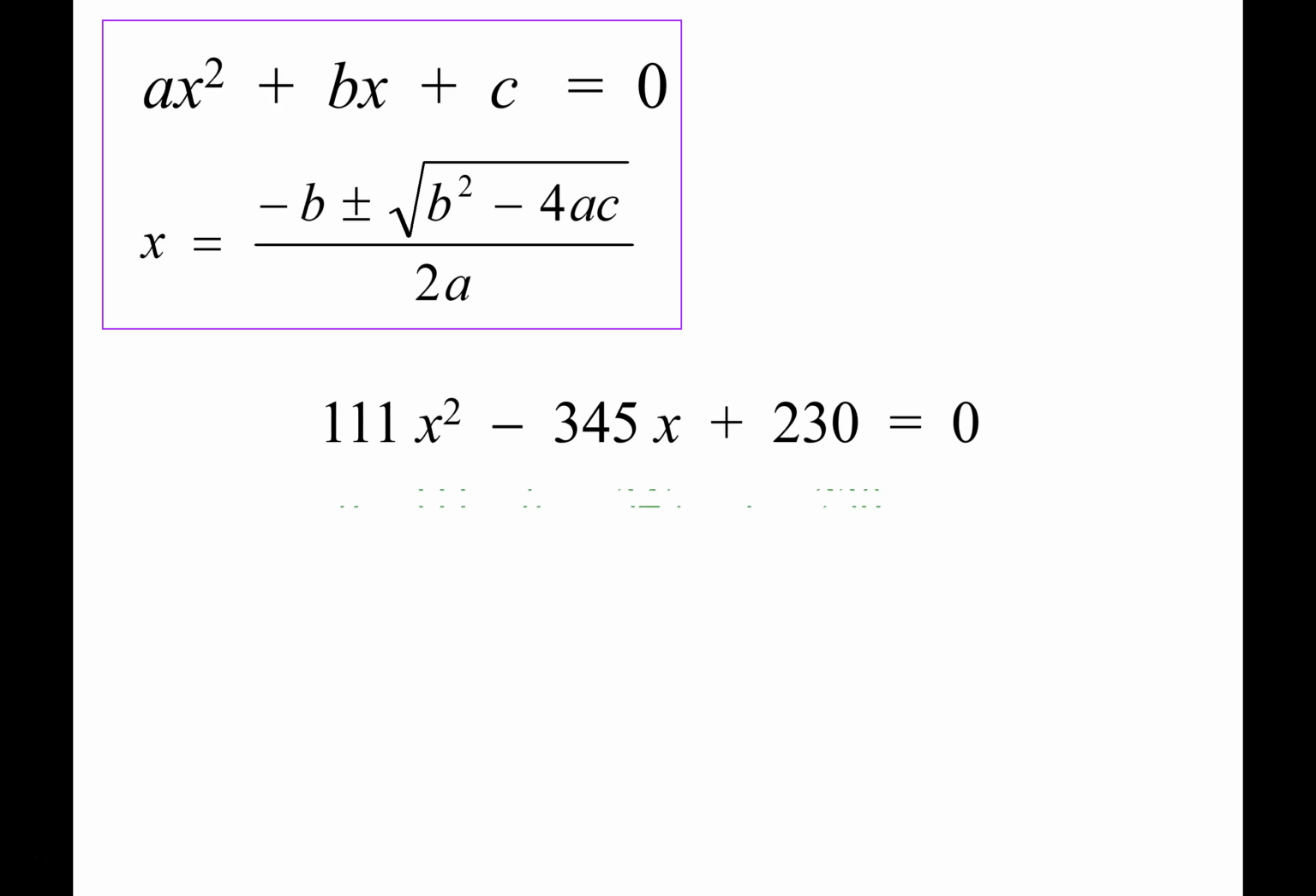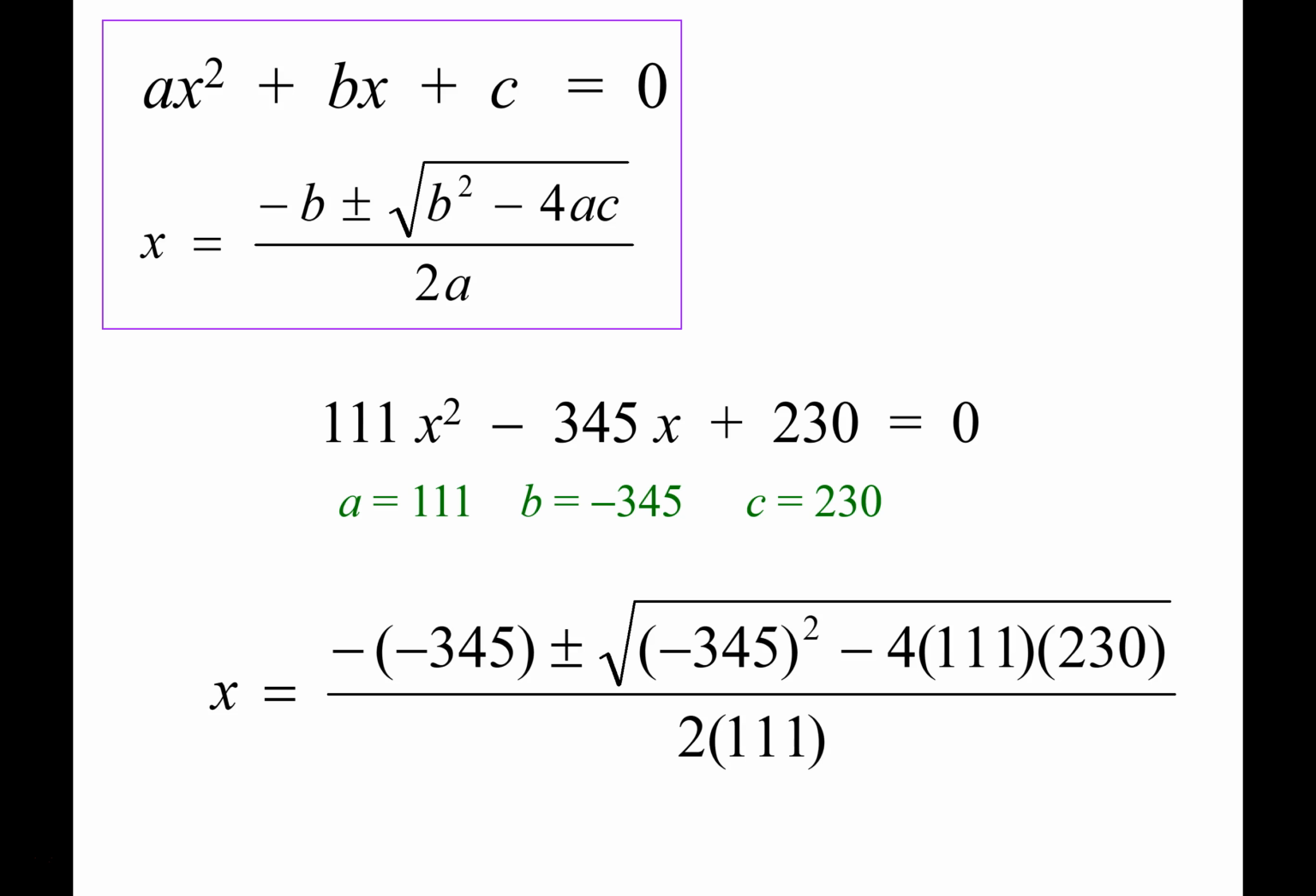You'll get 2 solutions. Of course, your 111 will be A, your negative 345 will be B, and your C will be 230. It's kind of fun, I guess, if it works. Okay, so this is what it's going to look like with your quantities plugged in. Again, your 2 solutions come from adding this quantity and subtracting this quantity. So putting it in the quadratic equation, these are our 2 possibilities.